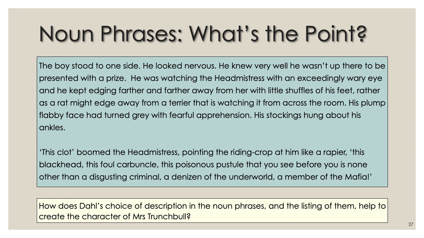That long list of things that she calls the boy, and how they kind of increase in ridiculousness, a clot, a blackhead, a carbuncle, a pustule, a criminal, a denizen of the underworld, a member of the mafia. And through those choices of noun phrases, Dahl makes us infer about the character of Mrs. Trunchbull. It's a very good example of show not tell.